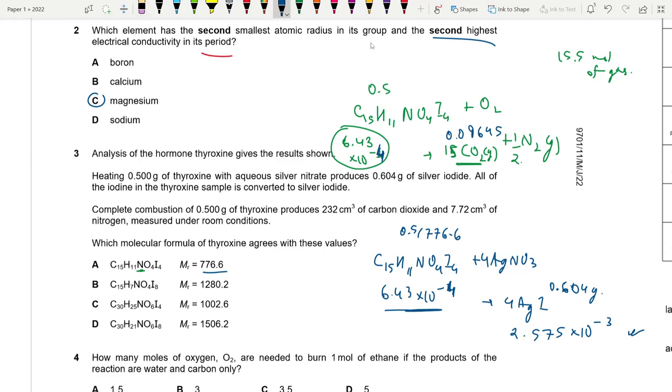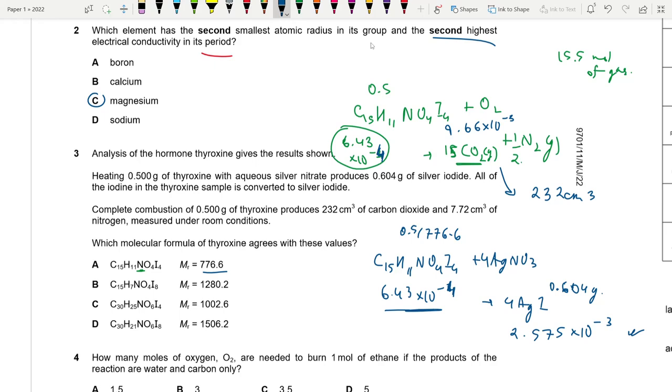So if you multiply that with 15, you're getting this answer, 9.66 into 10 to the power minus 3. Now, since you have 15 moles of carbon dioxide, I multiplied that value with 15, 6.43 into 10 power minus 4 into 15. Now, if I multiply this with 24,000 cm cube, we're going to get the answer. I'm getting 232 cm cube. So that matches.